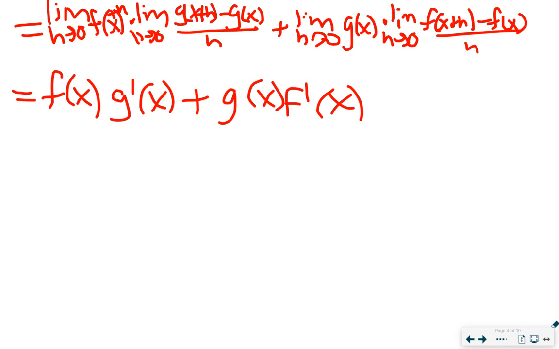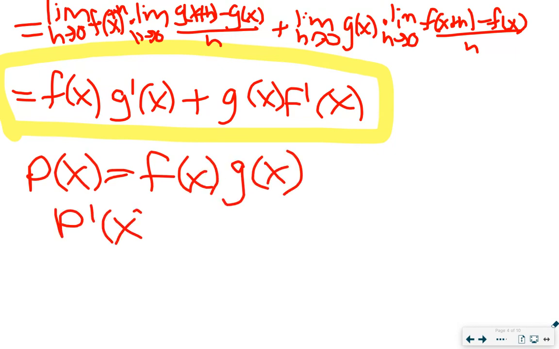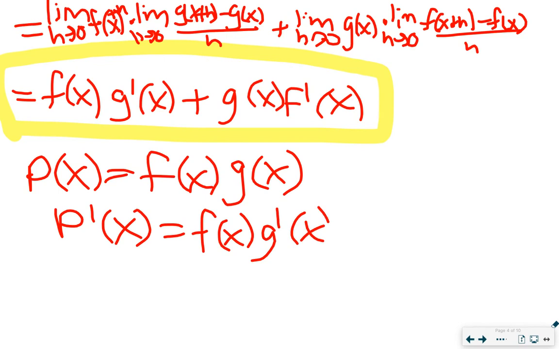There's my product rule. So if I have a function that is the product of two functions, then my derivative is equal to first times the derivative of the second plus the second times the derivative of the first.